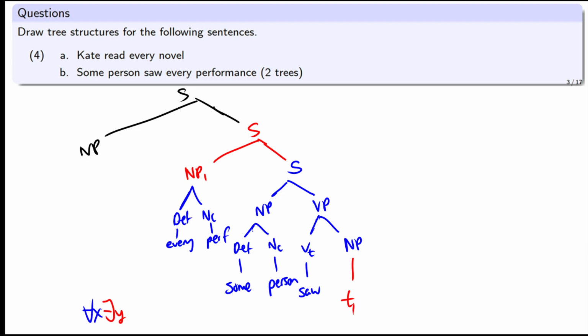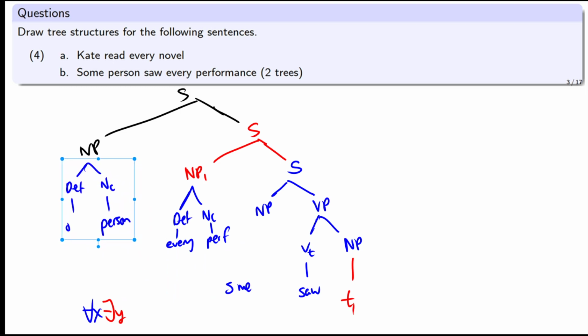And now we have one more quantified noun phrase to move, which is some person. So we're going to take this, some person, and we're going to move it up to this noun phrase up here. And we give it an index so that way we know where it came from and what it corresponds to. So now this interpretation is the exists a y such that for all x interpretation because some person scopes over the entire tree. So we saw two different trees there.